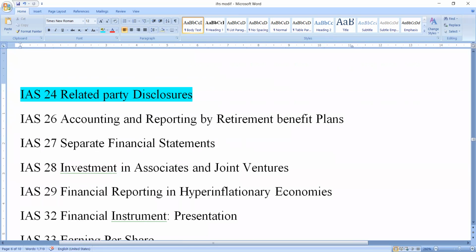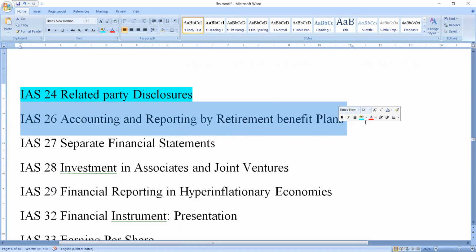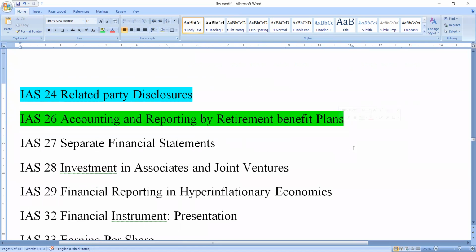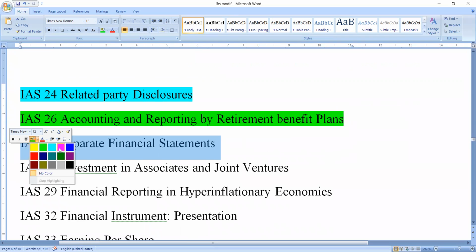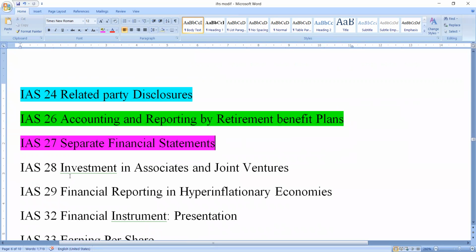International Accounting Standard 26, accounting and reporting by retirement benefit plans. The retirement benefit plans are the employee benefit plans. Employee benefit plans are given to the particular employee. So each and every guideline given in International Accounting Standard 26 relates to the retirement benefit plans for the laborers or the employees of the organization.